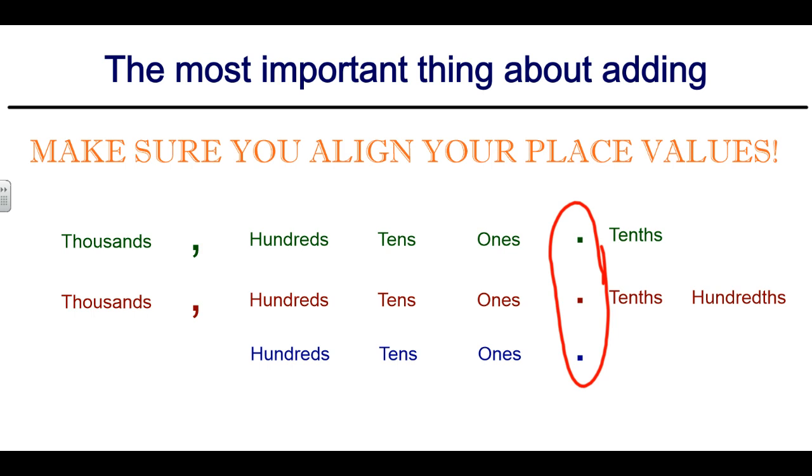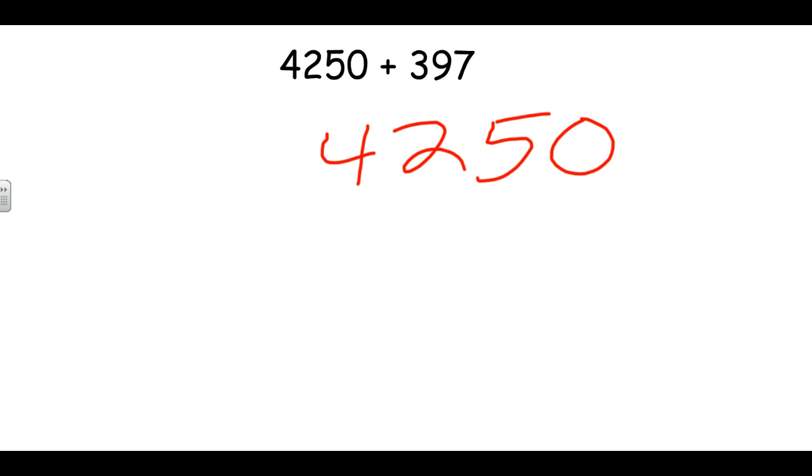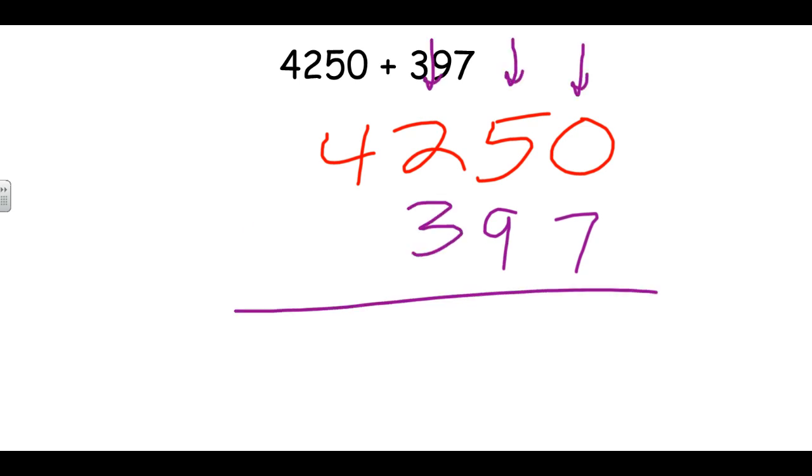So let's go ahead and look at 2 example problems here. First is 4,250 plus 397. Now when we set it up, and we want to set it up vertically, we write our first number. I prefer to write the larger number on the top. For me, visually, it is just easier to go through. Then 7 is in the ones column, so we line it up so that each column, the ones, the tens, the hundreds, etc., is lined up.